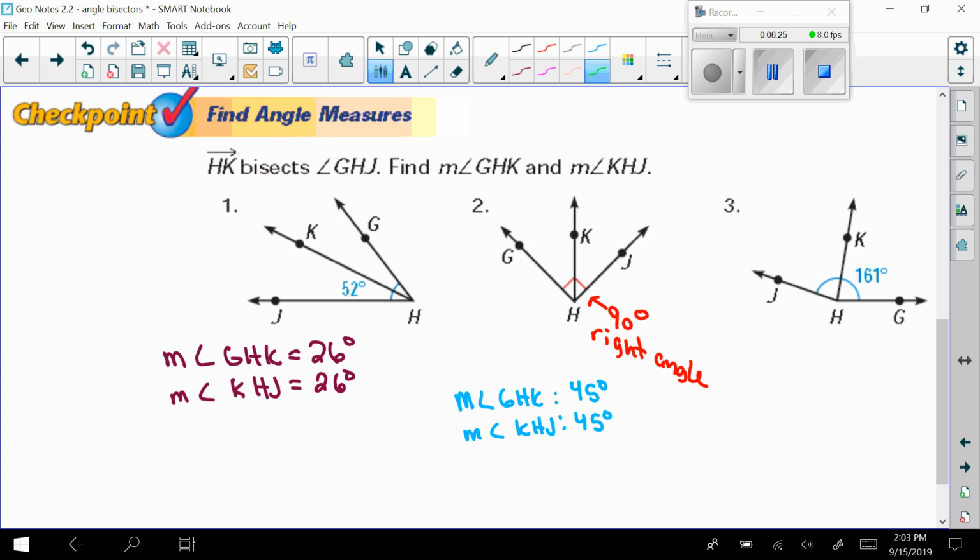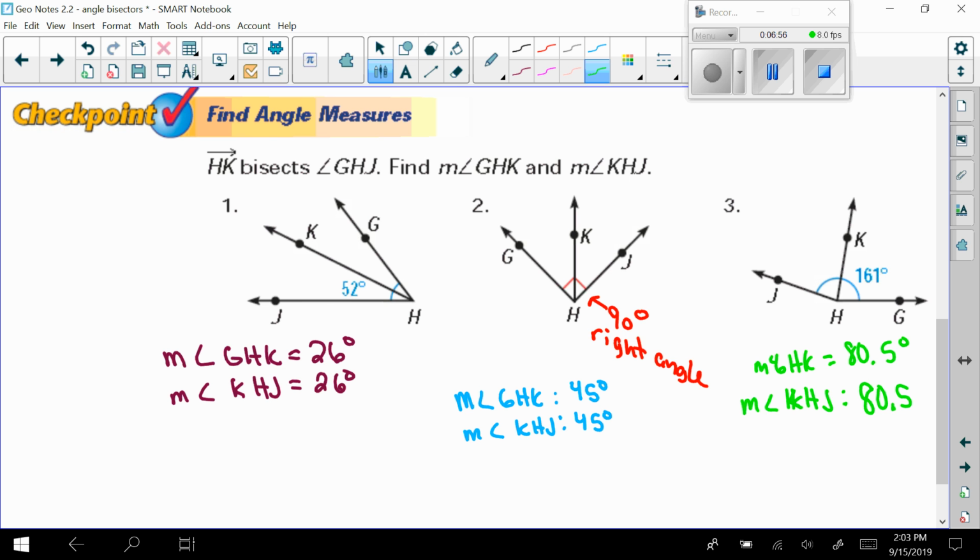And then our third angle, we have the measurement of GHK. Oops, I forgot my angle symbol. Look how tiny it is. Let's see, half of 161, 80.5 degrees. And then the measurement of angle KHJ, I don't know what I'm writing, we'll go with that. KHJ is also 80.5. So hopefully everyone did okay with that.